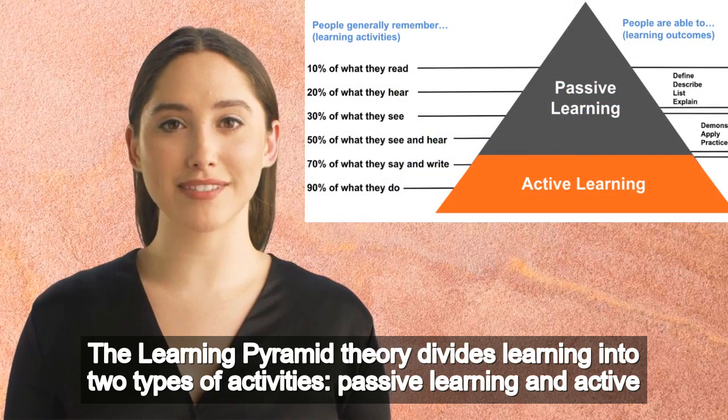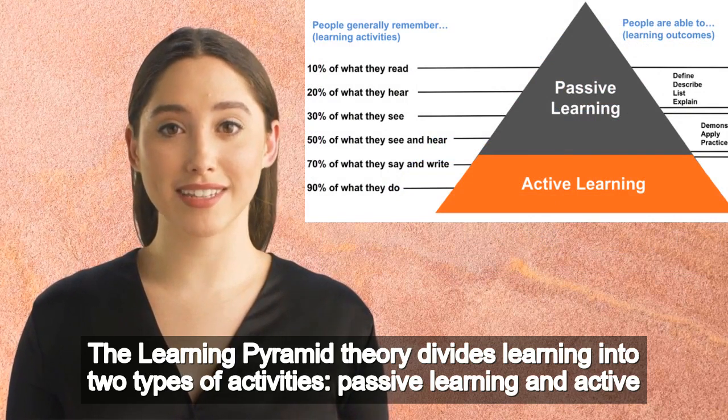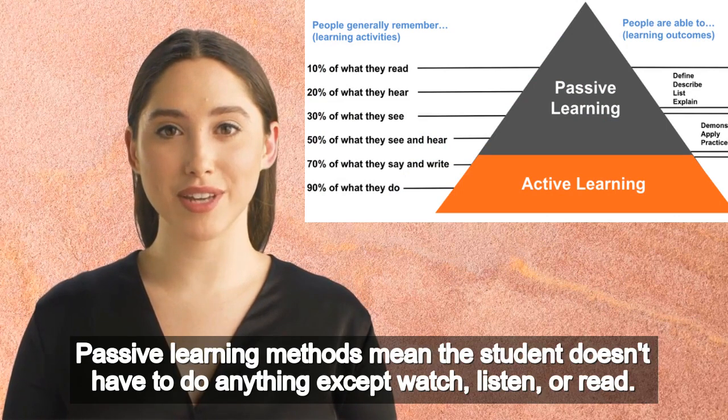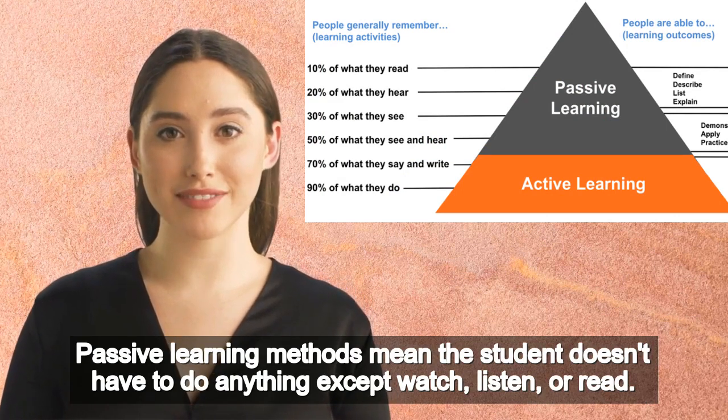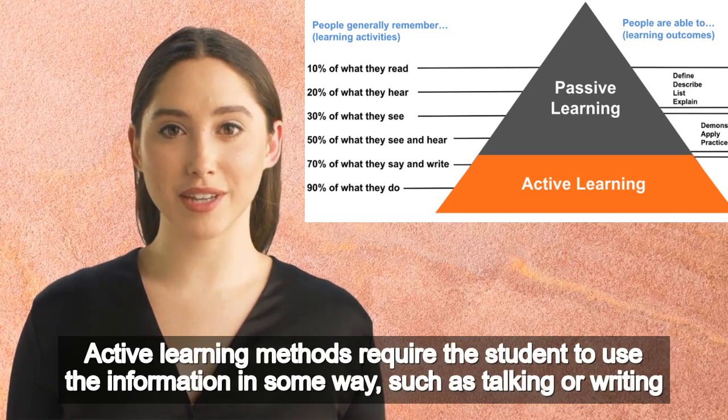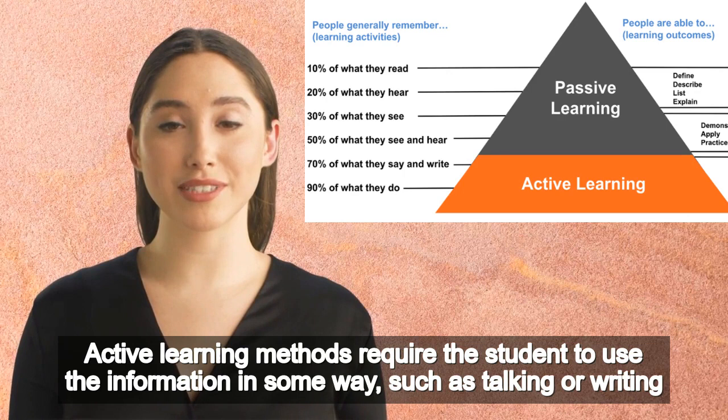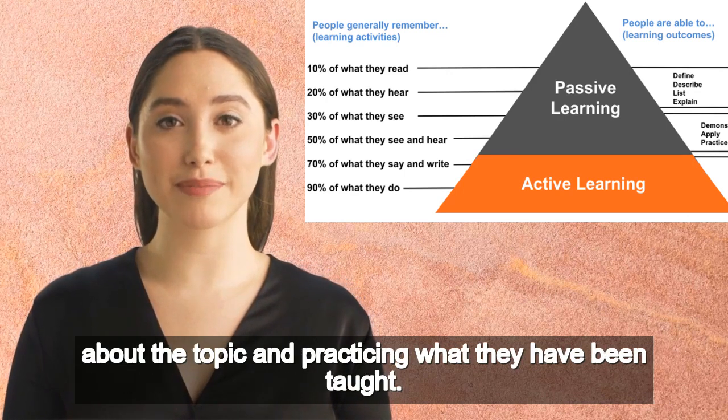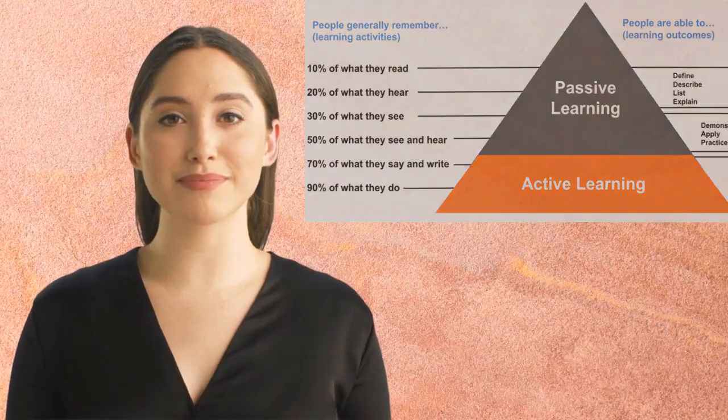The learning pyramid theory divides learning into two types of activities: passive learning and active learning. Passive learning methods mean the student doesn't have to do anything except watch, listen, or read. Active learning methods require the student to use the information in some way, such as talking or writing about the topic and practicing what they have been taught.